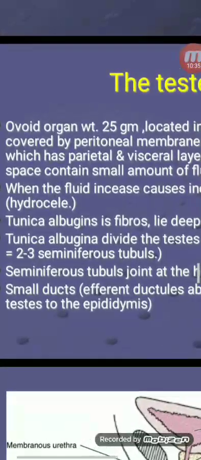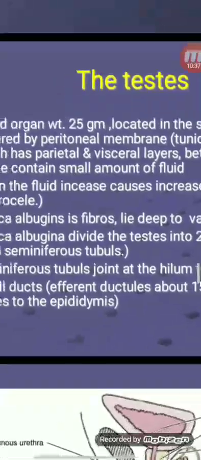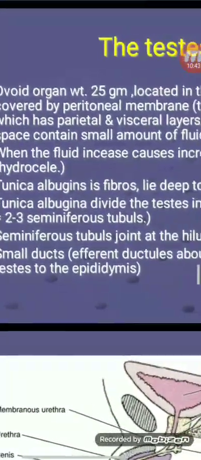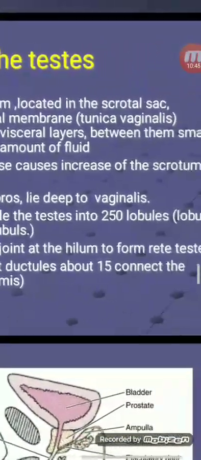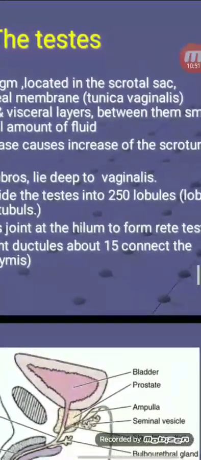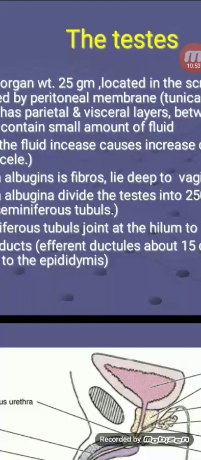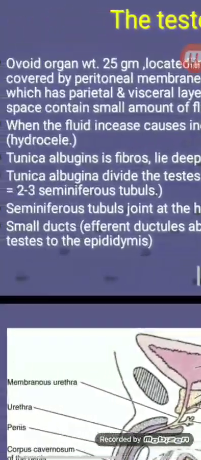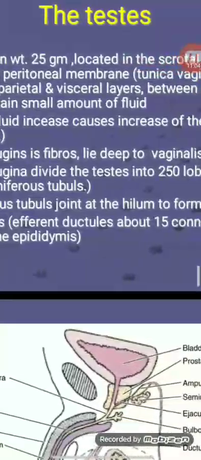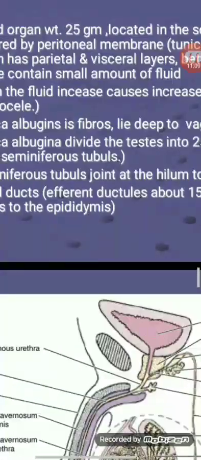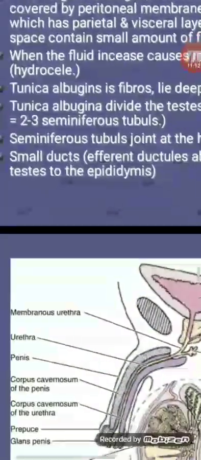and the vas deferens, or ductus deferens. The testes, ovoid organs weighing about 25 grams, are located in the scrotal sac, as I did mention, covered by a peritoneal membrane. It's called the tunica vaginalis, which has two layers, parietal and visceral. Between them, a small space contains a small amount of fluid, between the visceral and parietal layers.